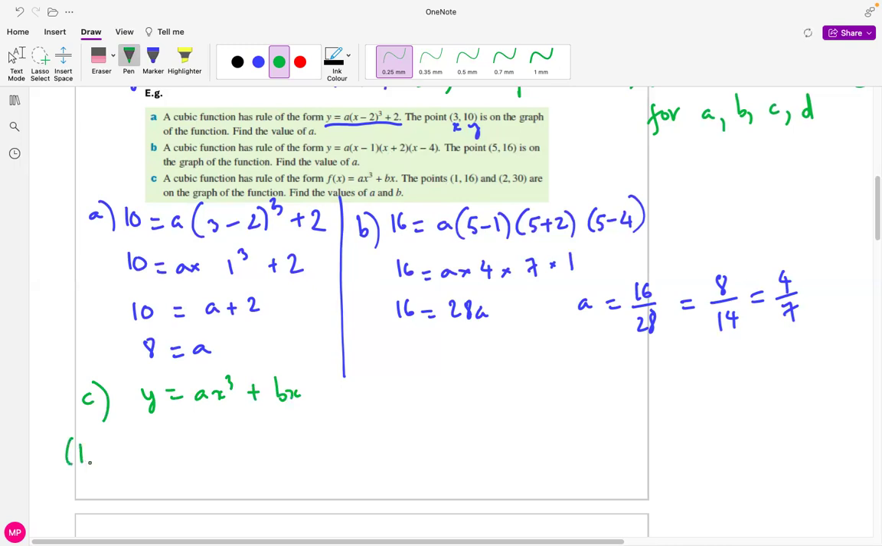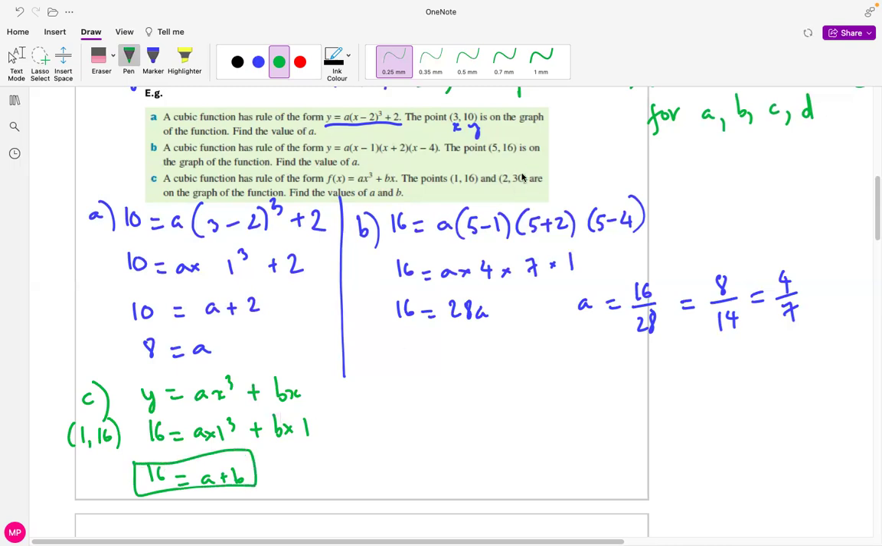So if I do 1 and 16 here, 16 is the y value, and x is 1. So a times 1 cubed plus b times 1. So I have 16 equals a plus b. So I leave that as one equation.